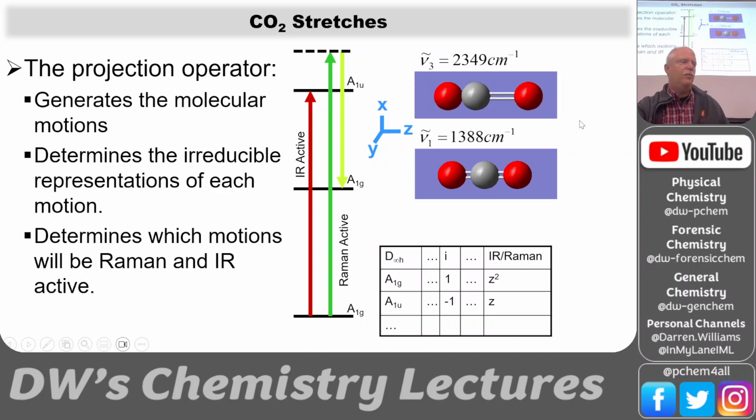So here are the two vibrations, the CO stretches. And we have the A1U mode here that is infrared active. It shows up at 2349 wave numbers. And then we have the A1G mode here, the symmetric stretch that's Raman active. It shows up at 1400 wave numbers.